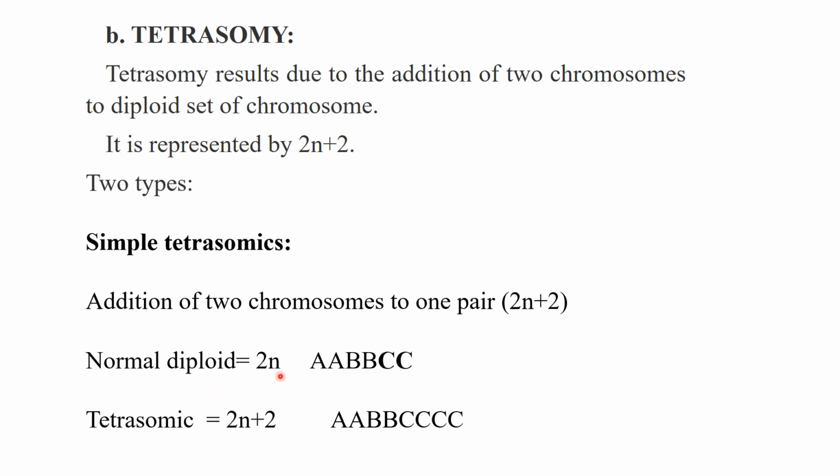Simple: the normal diploid is 2n, with each chromosome pair present in the pair. In the tetrasomic condition, the C chromosome is present as a tetrad, four chromosomes are present. This is called simple tetrasomic condition.